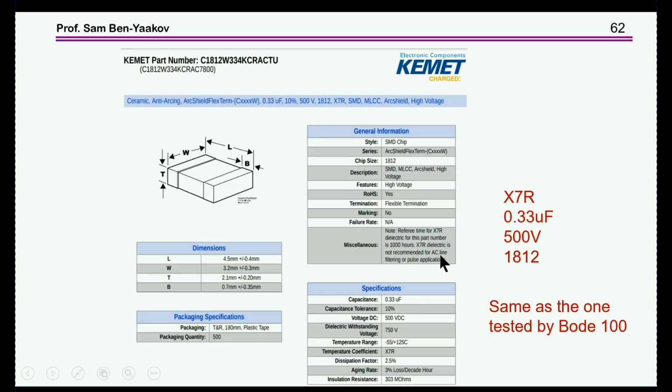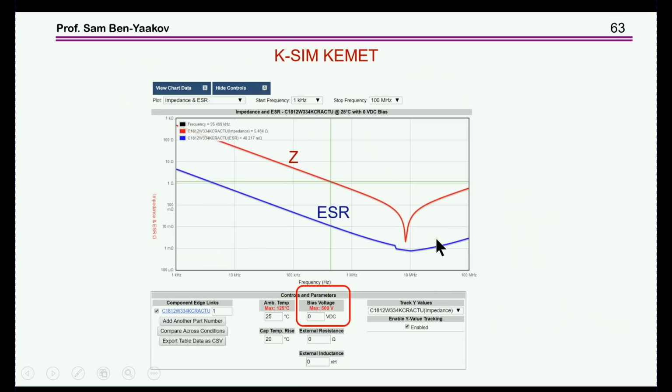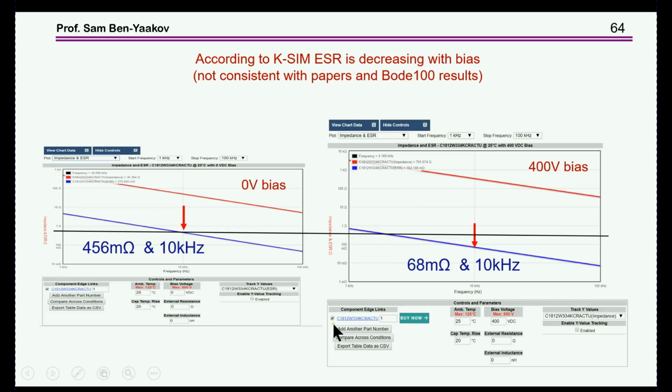On the other hand, a very famous company, Kemet, I'm sure whoever is in power electronics knows this company, has a calculator, or simulator I should say, where you can put in a device and it'll give you its characteristics. And lo and behold, and this I found later, after we did the measurement, with this device they have, called K-SIM, you can get the ESR, and you can get it under bias. And they get a lower ESR with bias. They get a lower ESR.